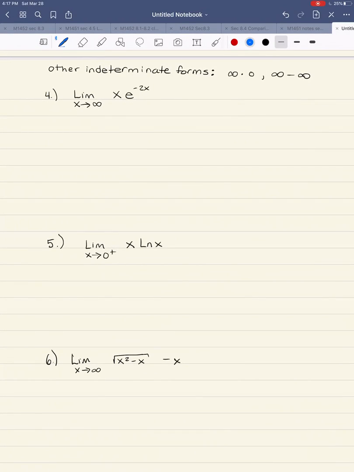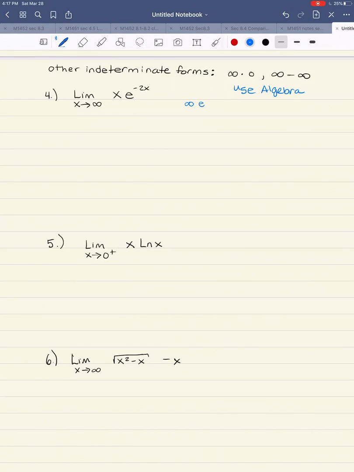There are other indeterminate forms. Infinity times 0 and infinity minus infinity are the two indeterminate forms that we can use algebra for. And we're going to use algebra to get this in the form of 0 over 0 or infinity over infinity.